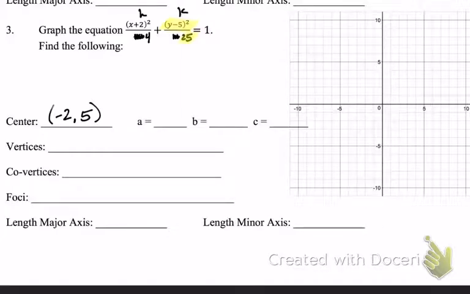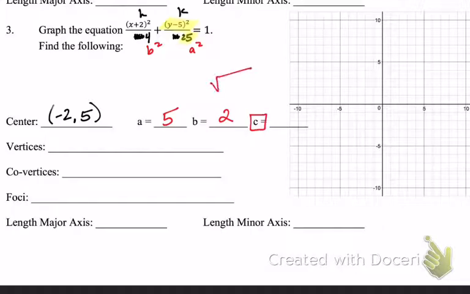So the major axis is now going to be the y. So now this is a squared and then this is b squared. My a is still my bigger number, so the square root of 25 is 5, and the square root of 4 is 2. And the c is still found in the same way.